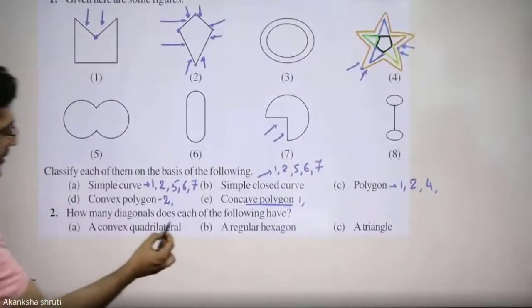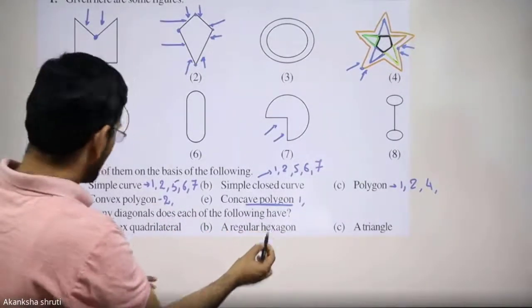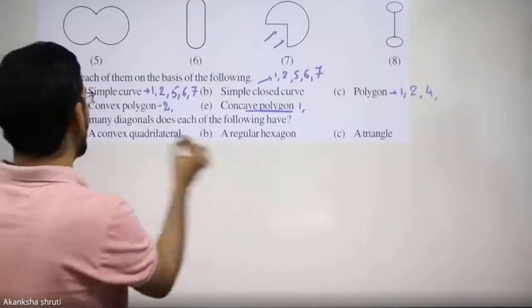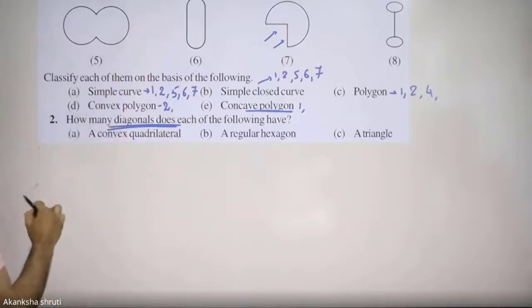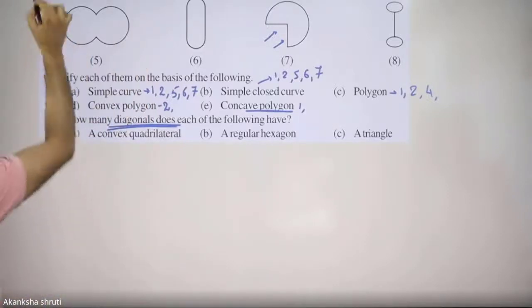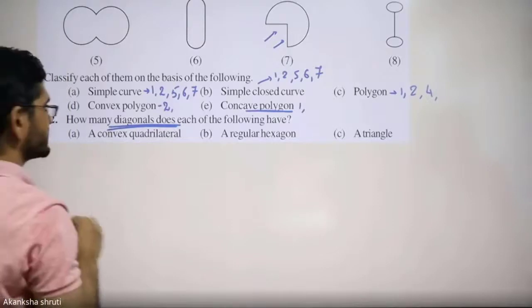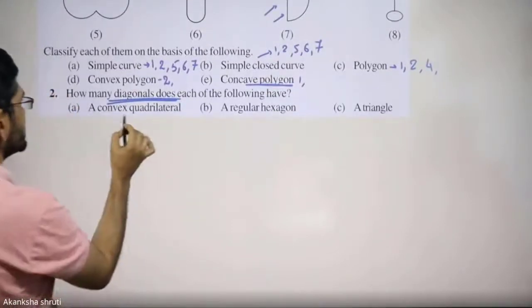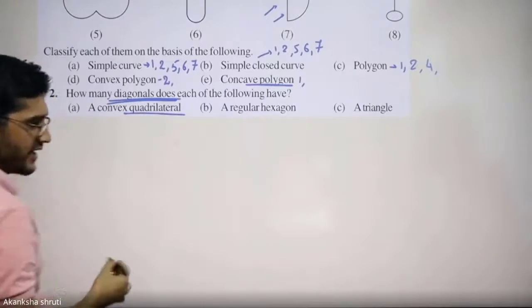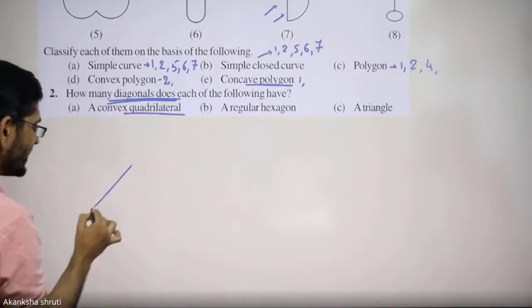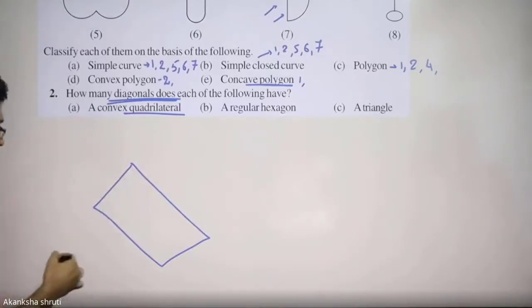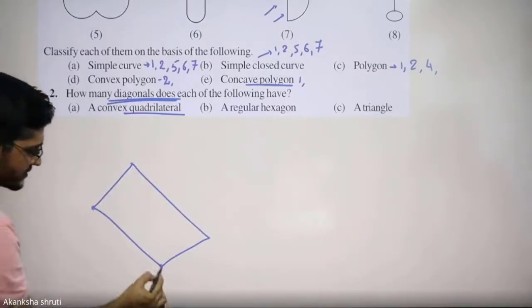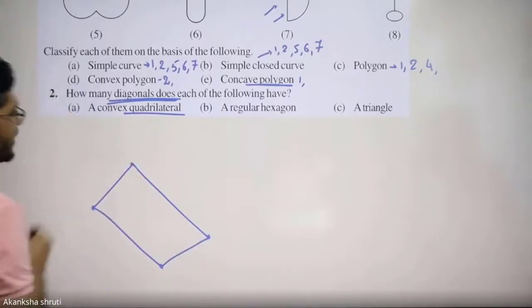How many diagonals does each of the following have? So we have to find the number of diagonals. We had learned that a diagonal is obtained by joining a vertex to any vertex other than the next one. So, a convex quadrilateral. Quadrilateral means simply 4 sides. It is convex, so the vertices are taken outward.